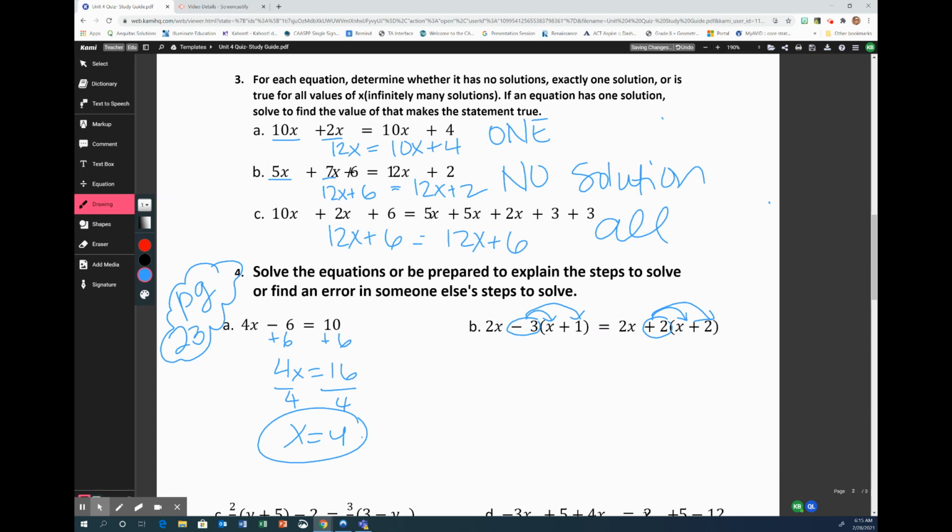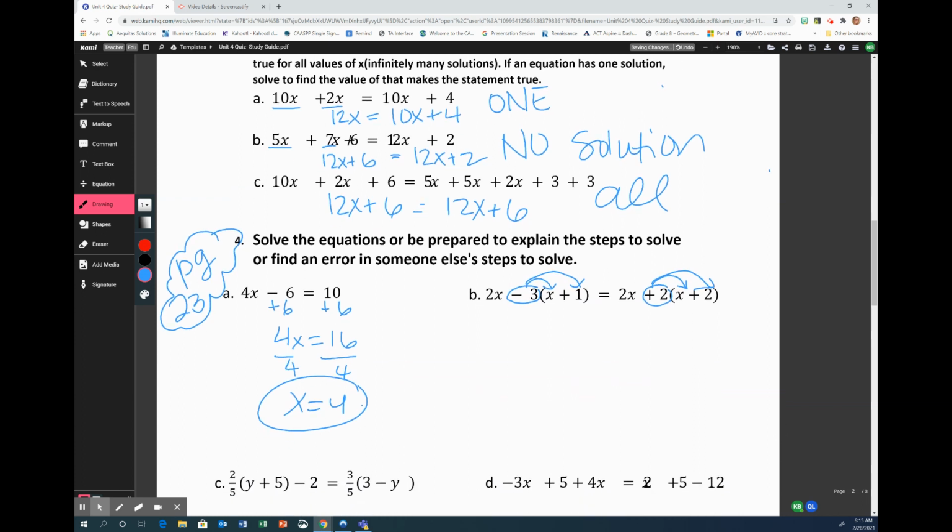All right, I did A. It's pretty simple. I add 6 to both sides and I divide by 4. I'm going to leave that. The answer's 4.